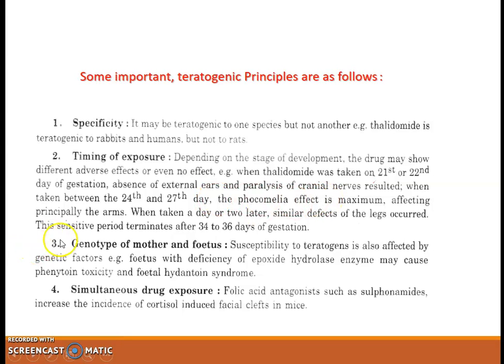And then when it was taken between the 24th and 27th day, the phocomelia effect is maximum, affecting principally the arms. And when taken a day or two later, a similar defect of the legs occurred. This sensitive period terminates after 34 to 36 days of gestation. Genotypes of mother and fetus: susceptibility to teratogens is also affected by genetic factors, like a fetus with deficiency of epoxide hydrolase enzyme may develop phenytoin toxicity and fetal hydantoin syndrome.